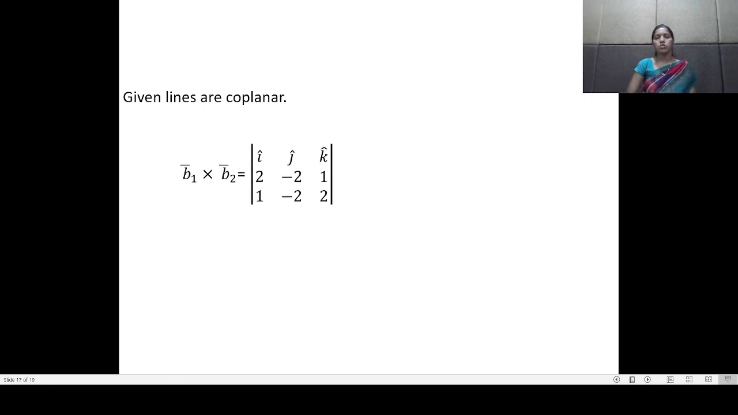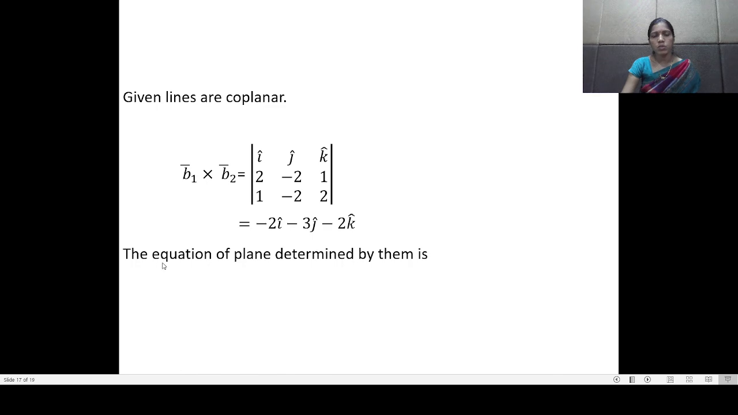Now to find the normal of the plane determined by them, b1 bar cross b2 bar is equal to the determinant. First row is i cap, j cap, k cap, second row is 2, minus 2, 1, and third row is 1, minus 2, 2. Now expanding this determinant of order 3, we get the value of b1 bar cross b2 bar is equal to minus 2i cap minus 3j cap minus 2k cap. Now the equation of the plane determined by them is r bar minus a1 bar dot b1 bar cross b2 bar is equal to 0.